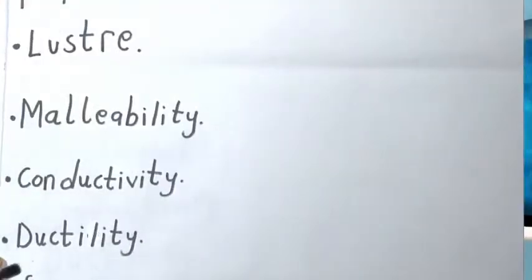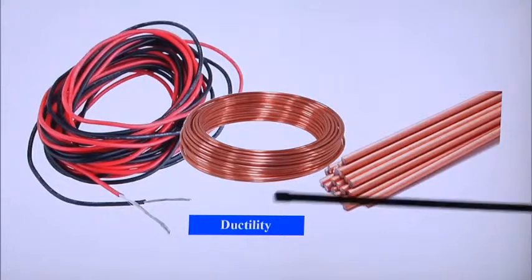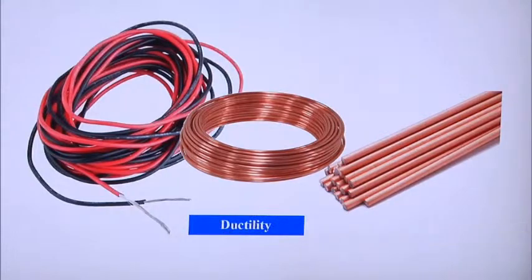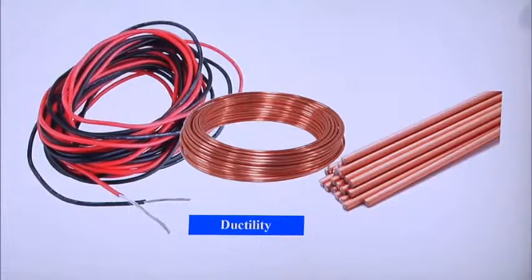Ductility. And this one shows that we can bend metals into wires, and we can use it to conduct electricity. The metals can be bent into wires. So ductility shows that we can make the metal into wires, and we use it to conduct electricity in our various houses.